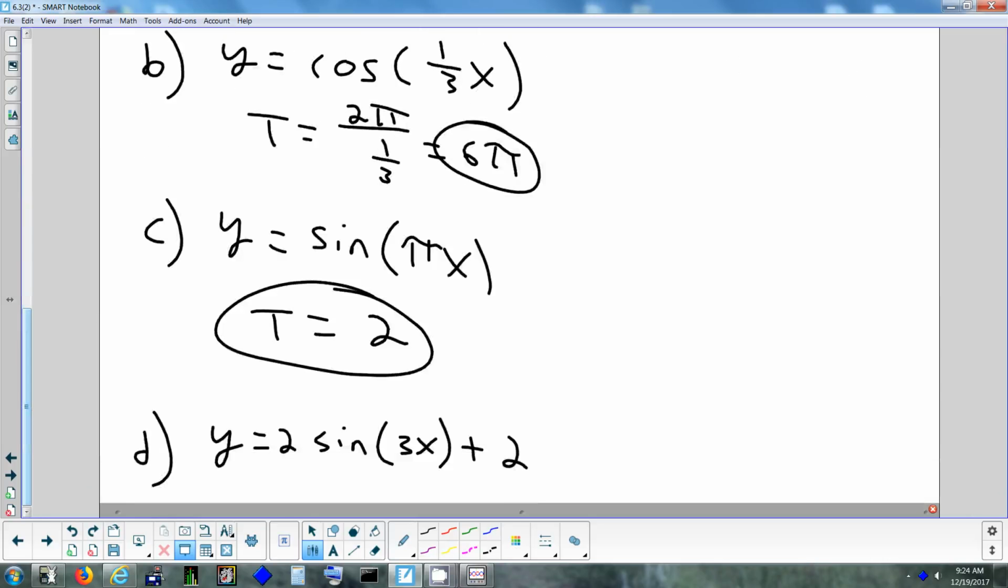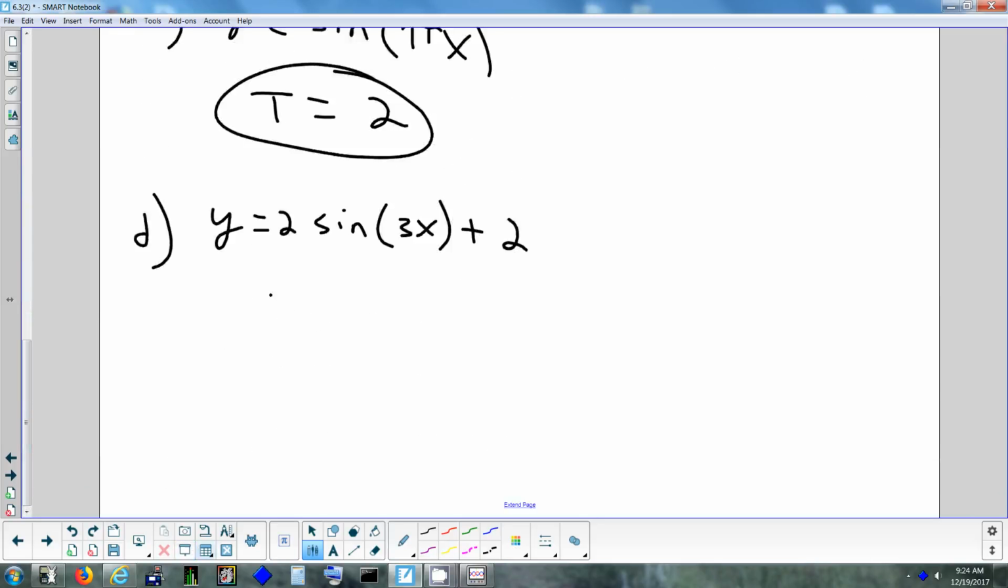All right, let's look at this one. What's the period of 2 sine 3x plus 2? Leo? 2 pi over 3. There's some other numbers there that are affecting the amplitude and a vertical shift, but that has nothing to do with the period. Okay. Any questions on that?